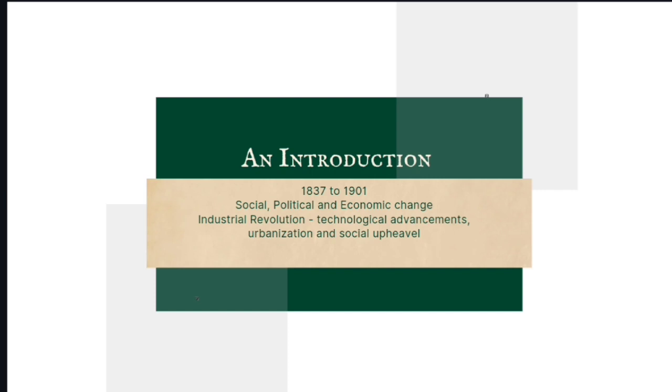Due to the Industrial Revolution in Europe, there were technological advancements. And because of technological advancements, many factories and industries were developed in city sites. So people from rural areas also came to the city to work in the factories and industries. Because of this, the growth of urbanization was rapid. And as a result of urbanization, there was social upheaval.